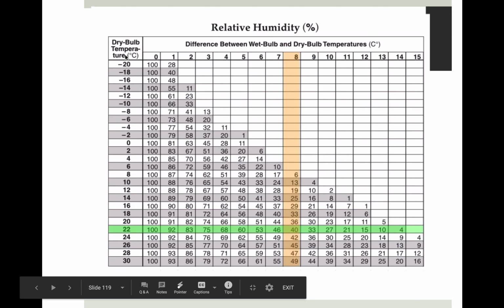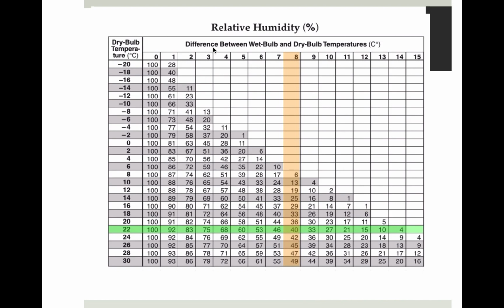Dry bulb temperature, find it on here. Difference between wet bulb and dry bulb just means to subtract. And again, if they ask relative humidity, look at the chart labeled relative humidity. If it asks for dew point, look at the chart called dew point.